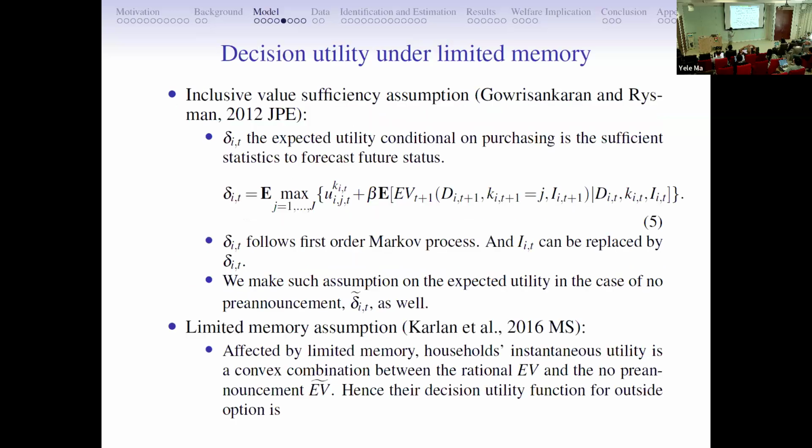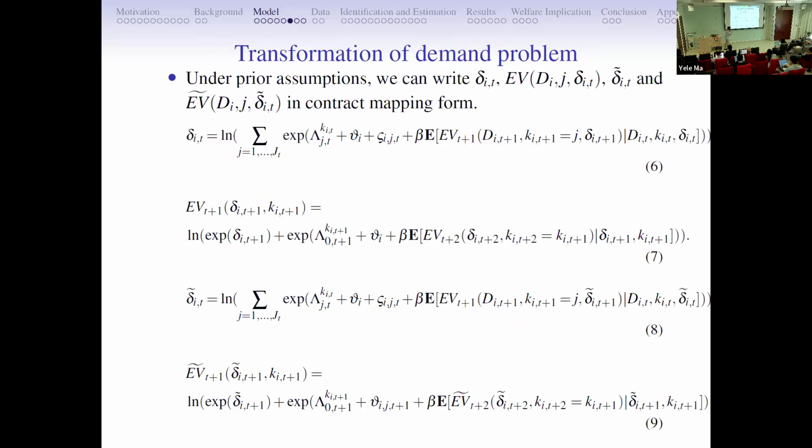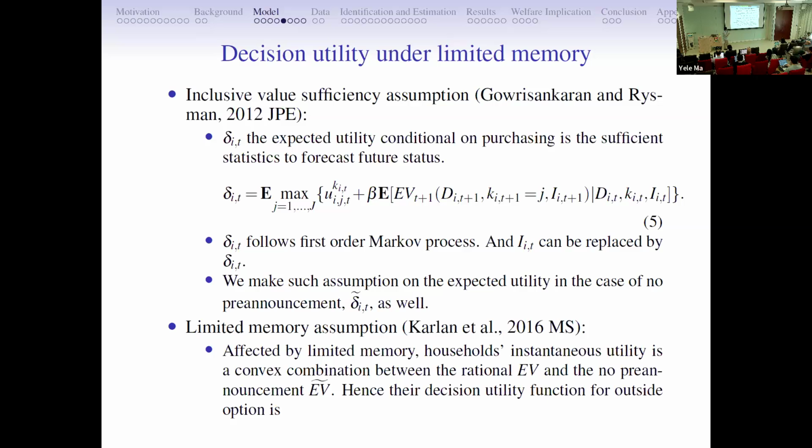And generally speaking, such a framework will encounter the curse of dimensionality, and it's very hard to solve. So here we borrow the inclusive value sufficiency assumption proposed by Gowrisankaran and Rysman. And we use expected utility conditional on purchasing as a sufficient statistic to forecast the future state. And this inclusive value is further assumed to follow a Markov process here. So with such assumptions, we can replace the information set IIT with delta IT. And that reduces the high dimension of the information set to just one dimension.